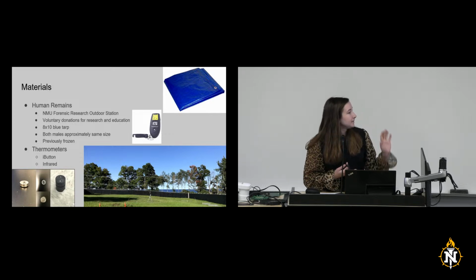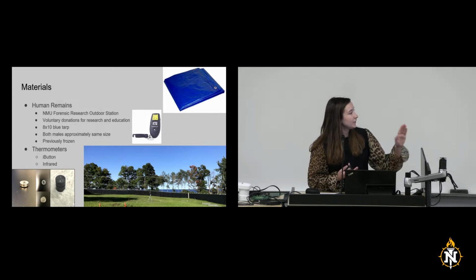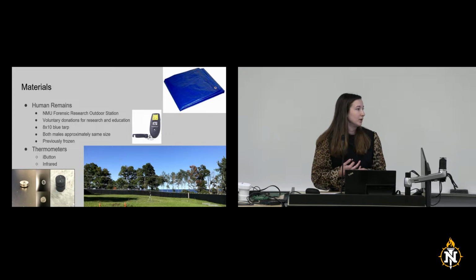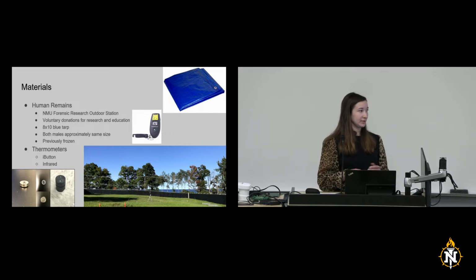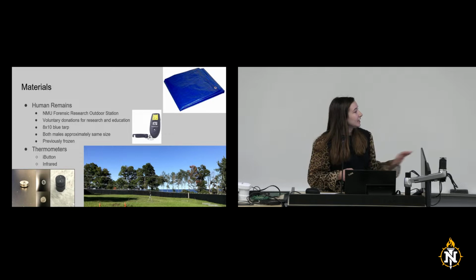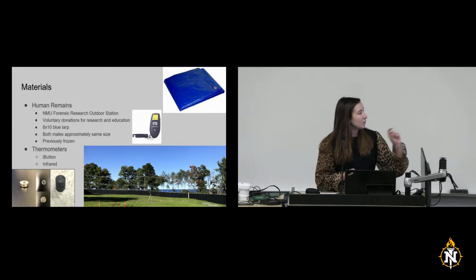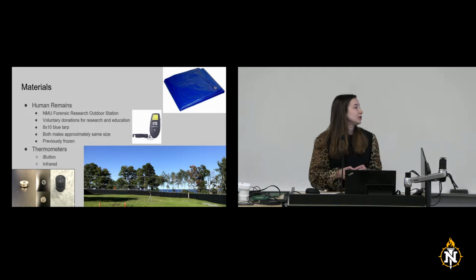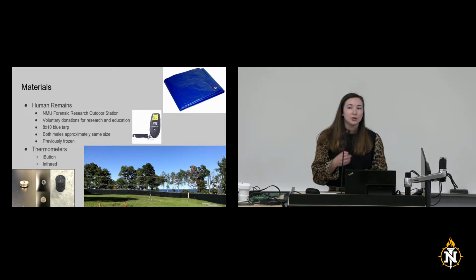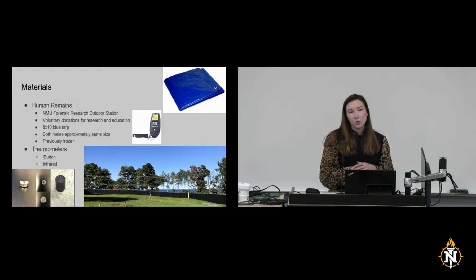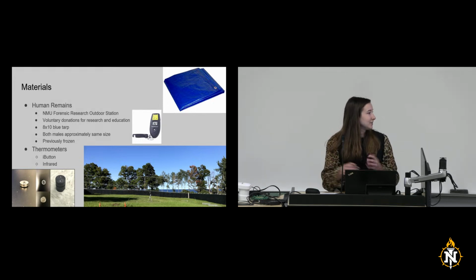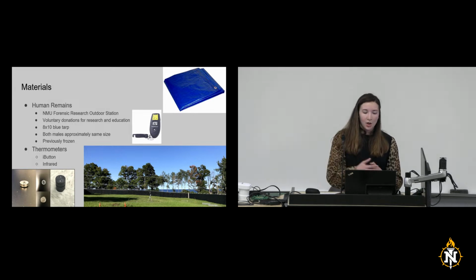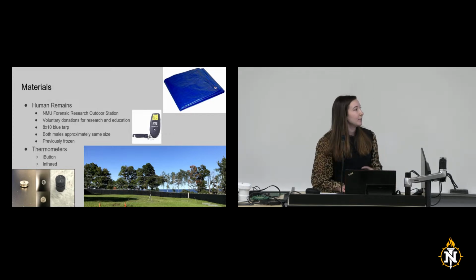And then the other photo is a picture of the Forensic Research Outdoor Station, also known as FROST. And here you can see in the bottom corner of the photo, there are these cages. These are used to cover our donors so that no scavengers or other animals can get them, so they're protected that way. And then the donors we used for this were both males and approximately the same size, and they were both previously frozen.